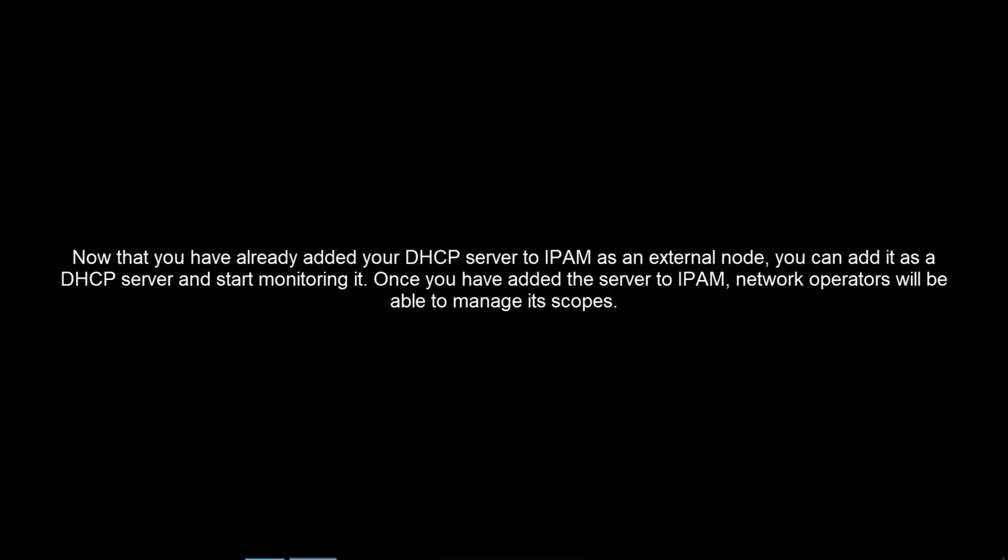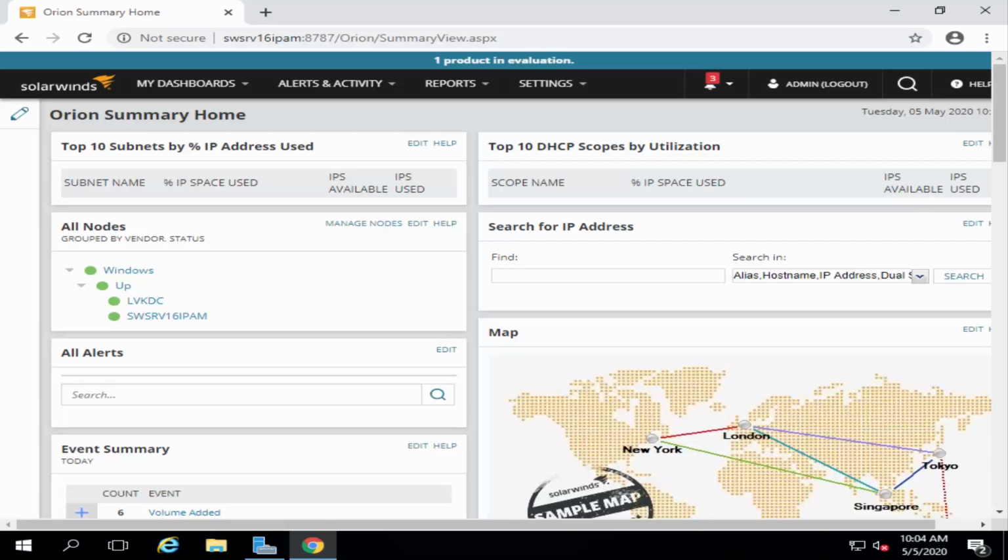Now that you have already added your DHCP server to IPAM as an external node by following the article that we have given in this video's description, you can add it as a DHCP server and start monitoring it. Once you have added the server to IPAM, network operators will be able to manage its scopes. Now let's move on and follow the steps for how we can add a DHCP server.